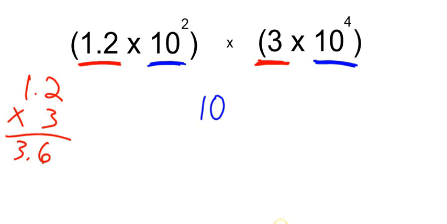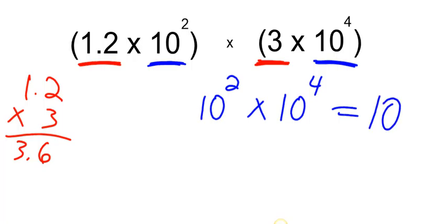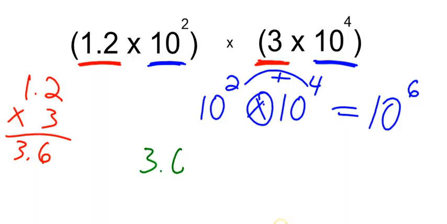So 10 to the second times 10 to the fourth, which we have learned the base stays the same, and because we're multiplying, we're now going to take our exponents, not coefficients, exponents, and add them together. So 2 plus 4 equals 6. And so in the end, I can now join them together: 3.6 times 10 to the 6th.